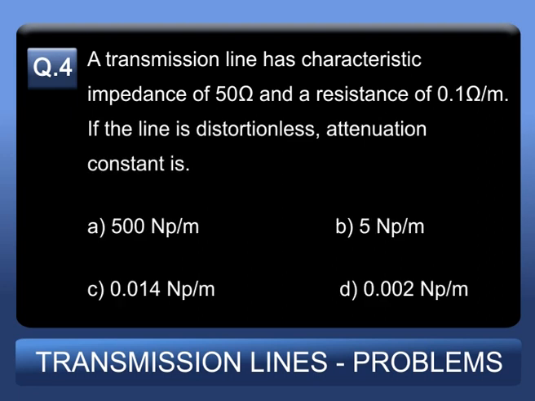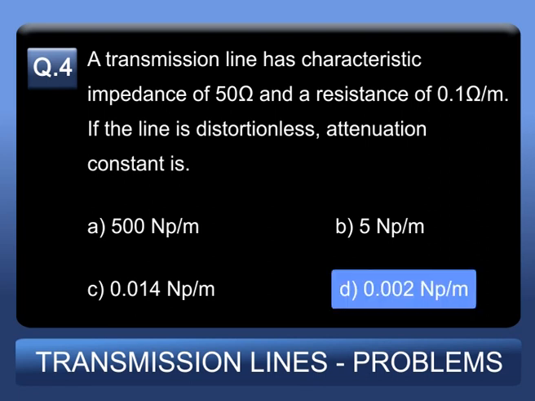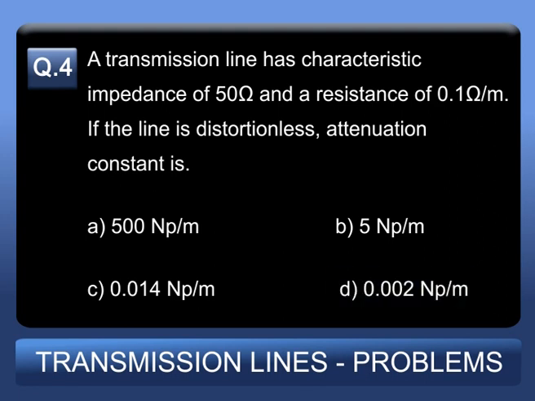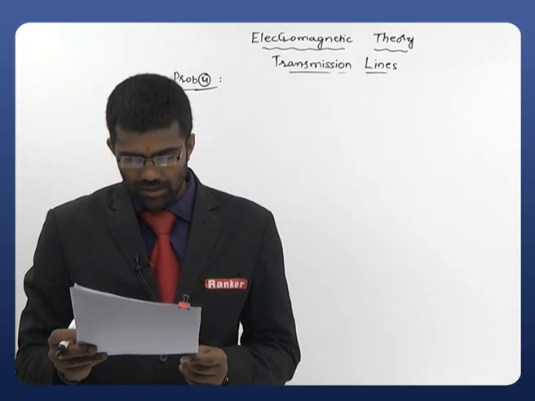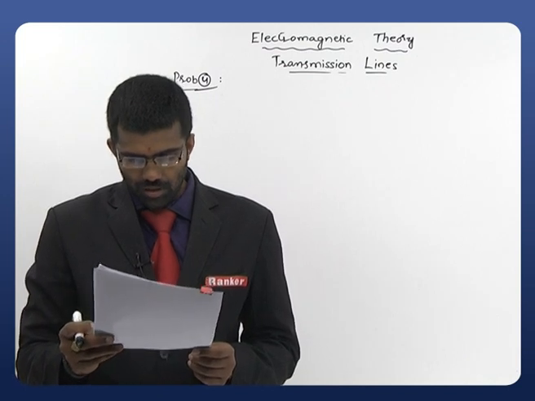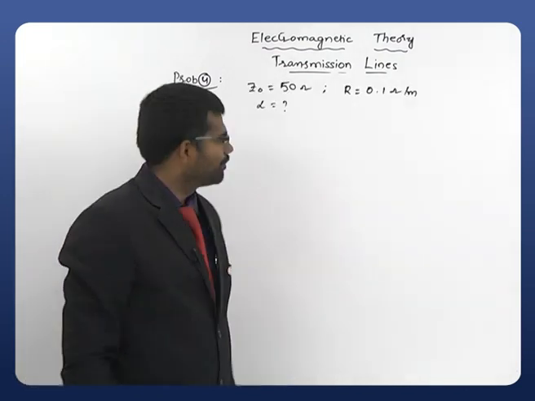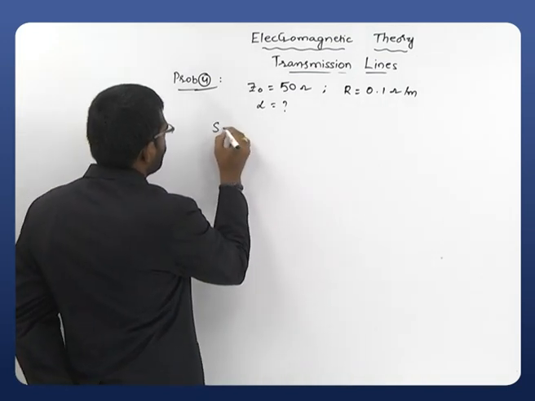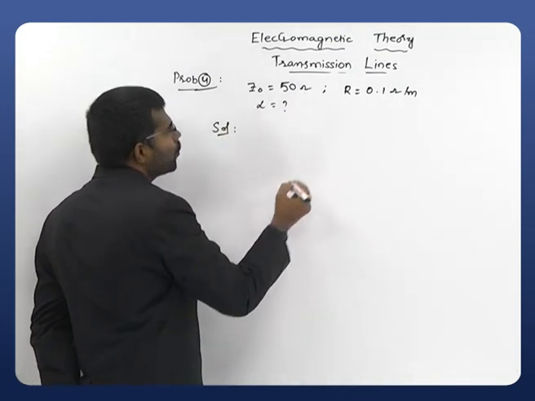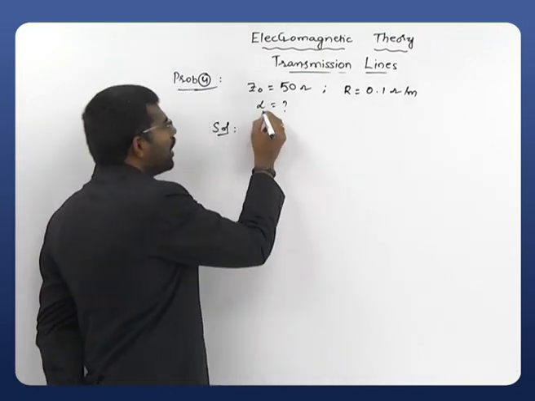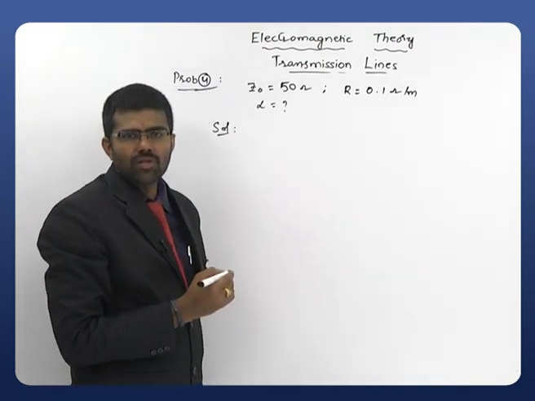A transmission line has a characteristic impedance of 50 ohm and a resistance of 0.1 ohm per meter. If the line is distortionless, the attenuation constant is: options are given as 500 Napier per meter, option B is 5 Napier per meter, option C is 0.014 Napier per meter, and option D is 0.002 Napier per meter. Now observe the solution. So this is the data which is given to us. The characteristic impedance of the transmission line is 50 ohms, R is equal to 0.1 ohm per meter, and alpha is asked, and the type of line is distortionless line.